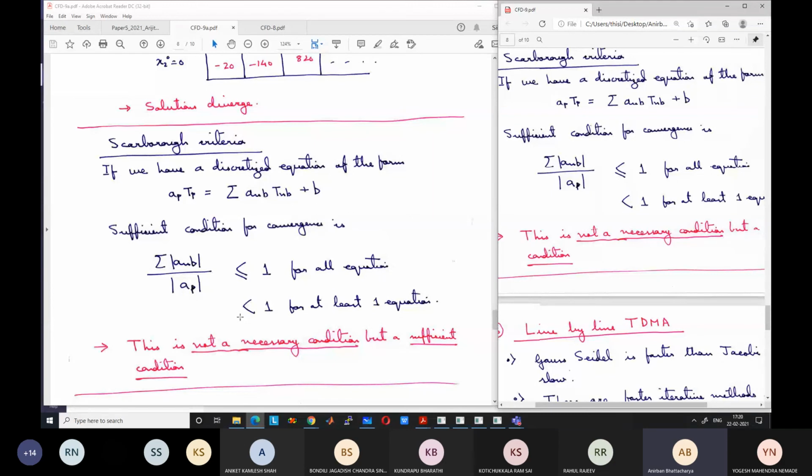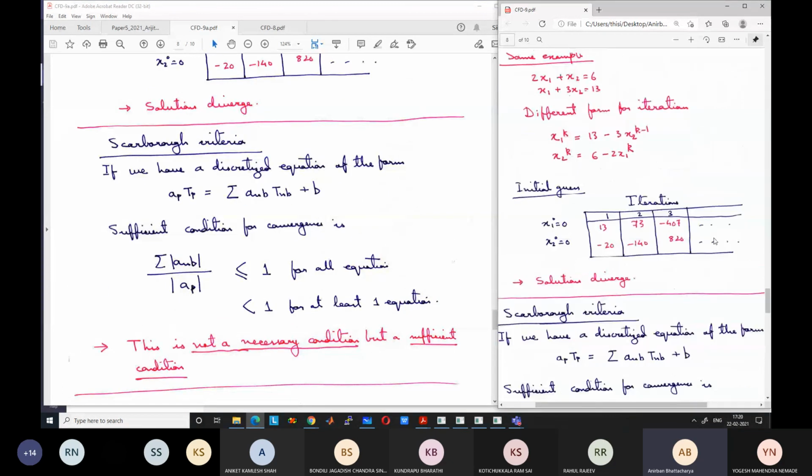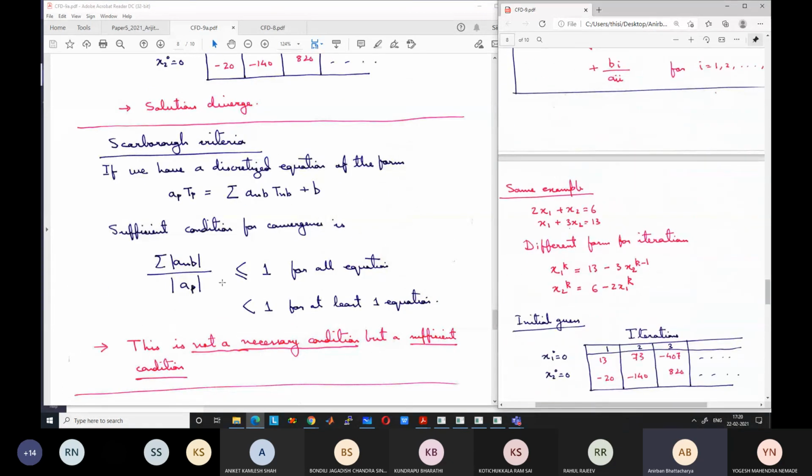So necessary condition would have been a condition where if it is not satisfied, it will not converge at all. But in this case, it is not necessary. Okay, but it is sufficient. If we can satisfy it, we will surely converge. Okay, let us go back to our equations. So this is known as Scarborough criteria and very important for us in CFD.